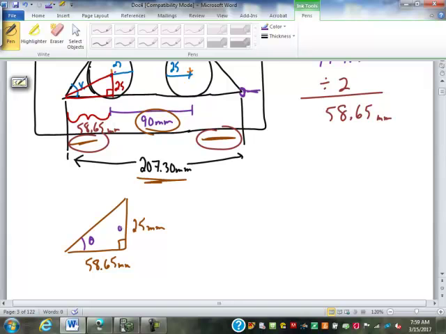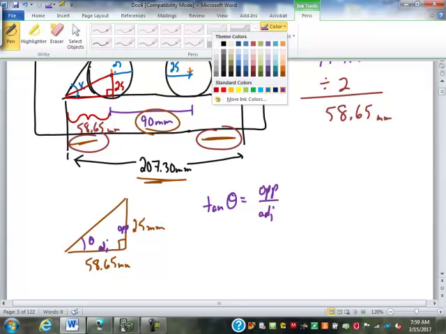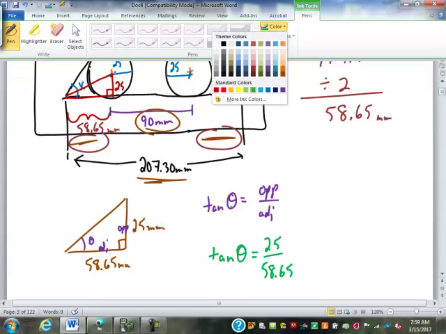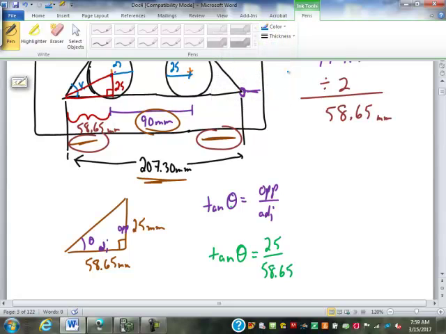According to theta, this is the opposite side and this is the adjacent side. So that's going to be a tangent. Tangent of an angle is equal to the opposite over the adjacent. I don't know the angle. That's what I'm looking for. The opposite side is 25 millimeters. The adjacent side is 58.65 millimeters. So now I'm looking for an angle. What do I do to find the angle? Inverse. It is tangent, so yes, we do the inverse tangent.